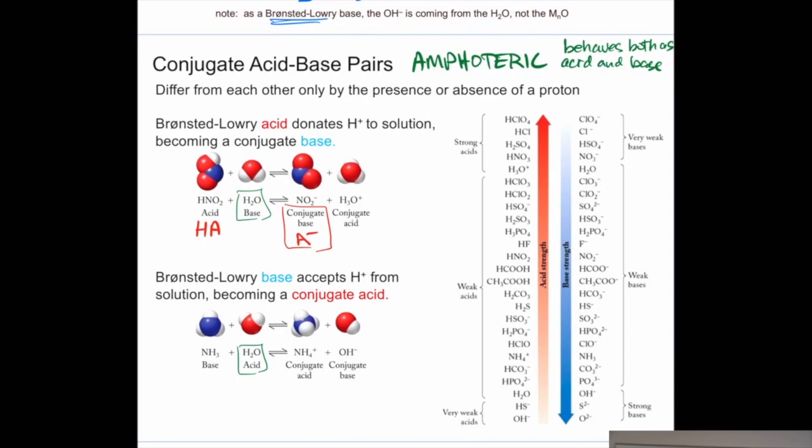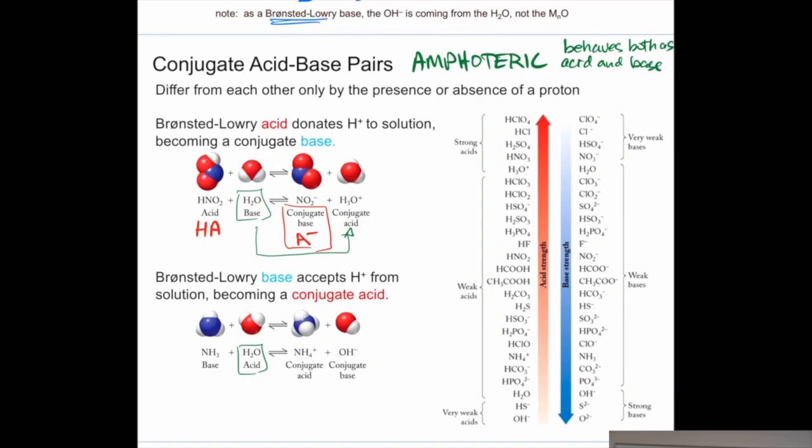And the base, water, that means we have a conjugate acid of the base. Now, a base, by definition, accepts a proton from solution. Well, we have H2O, so when it accepts a proton from solution, that's the reaction I told you about that forms the hydronium ion. So the hydronium ion is the conjugate acid of water when water is behaving as a base.